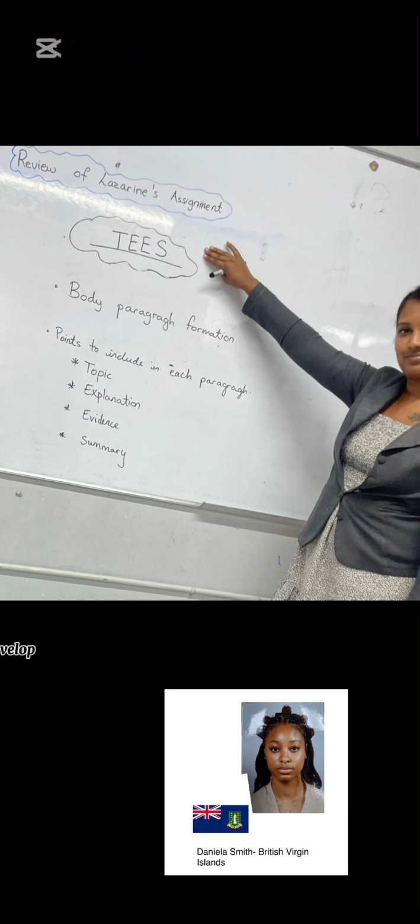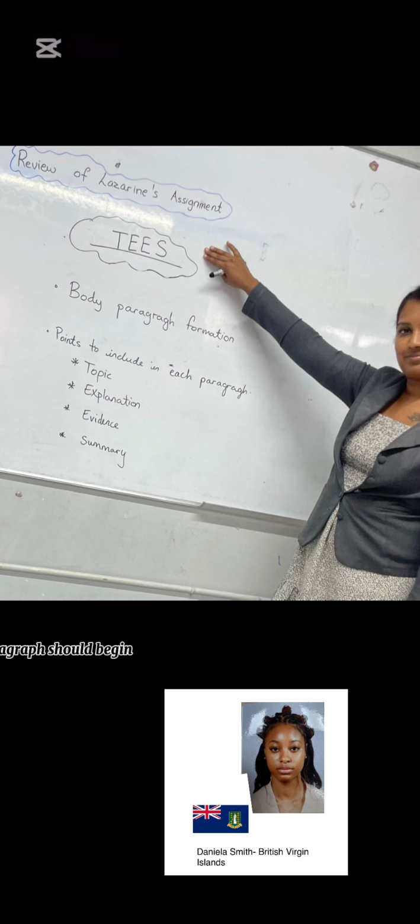To effectively develop a body paragraph based on this topic sentence, Lazarine should apply the T structure, which stands for topic sentence, explanation, example, evidence, and summary. This organizational method ensures that each paragraph is well structured, logically sequenced, and adequately supported.